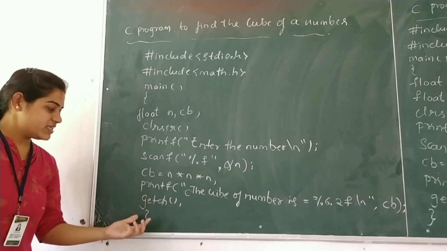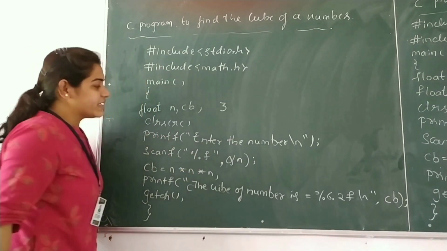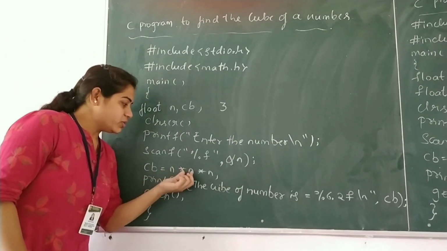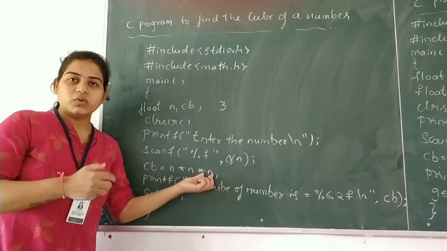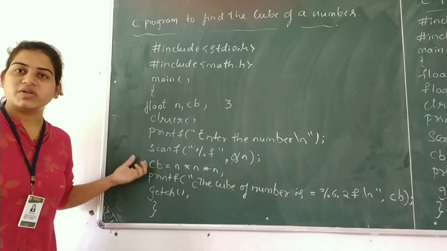Then getch, to come out of the program. Suppose we give the value of n as 3, it is going to do 3 into 3 into 3, which will be 27. So this is one common program without using any functions or methods.